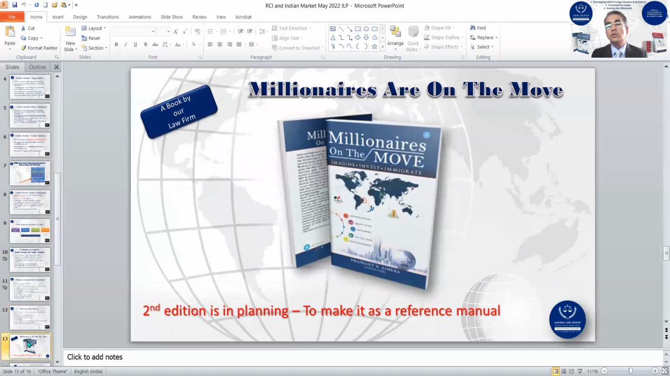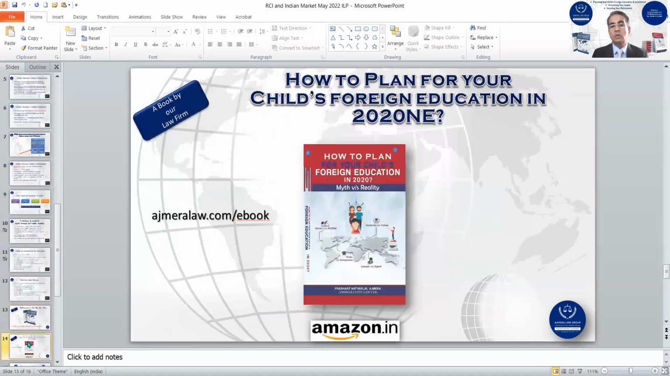This is my first book, Millionaires on the Move. If anybody is interested, they can send me an email, and I'll be more than happy to send an e-copy. This is the second book, How to Plan for Your Child's Foreign Education. Specifically, I wrote this book two years back to bring the RCI programs' benefit to Indian HNIs, to educate them, to basically give them a 360-degree view that studying abroad and settling is not the only way, but there are so many other options out there. And one of them is obviously residency and citizenship by investment.